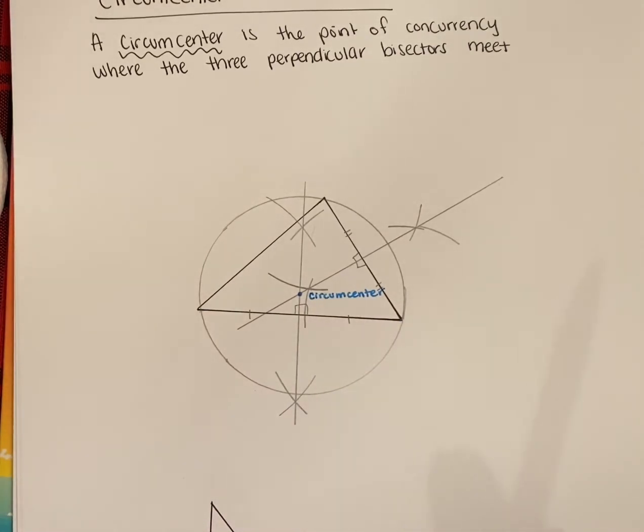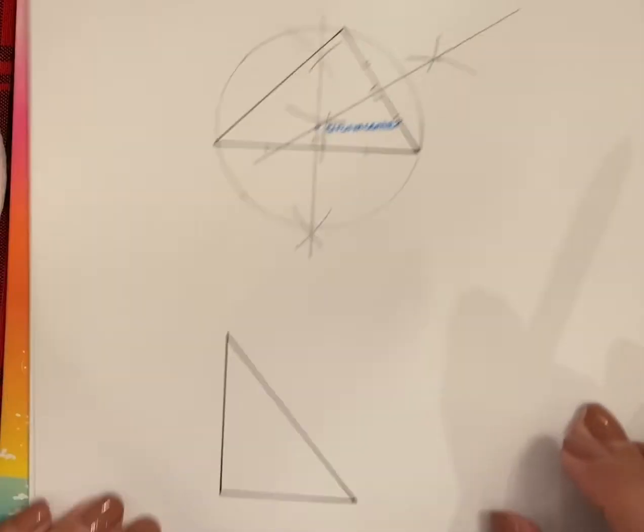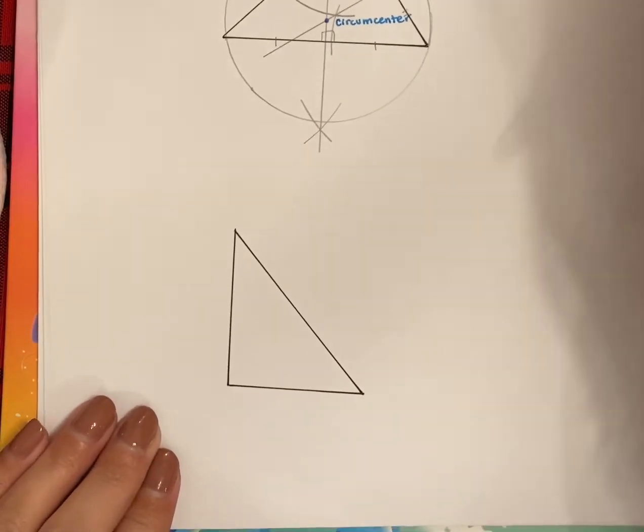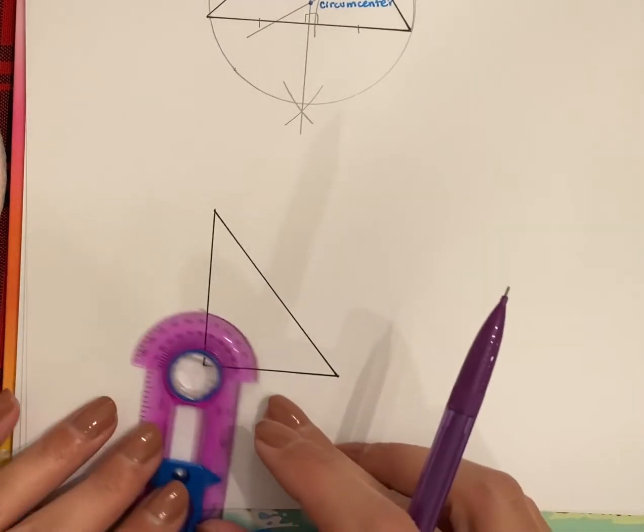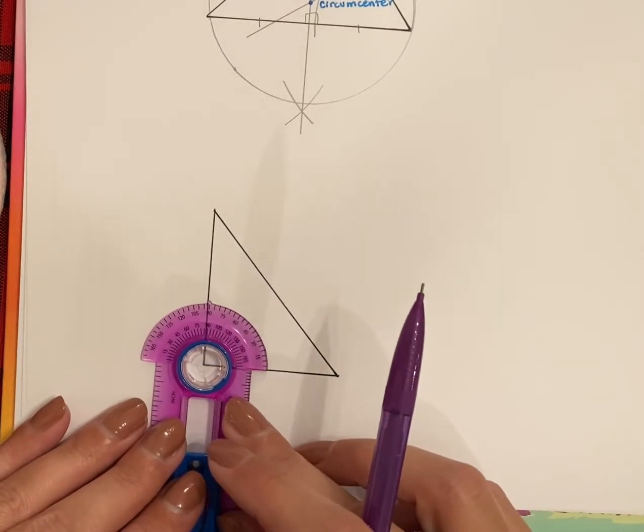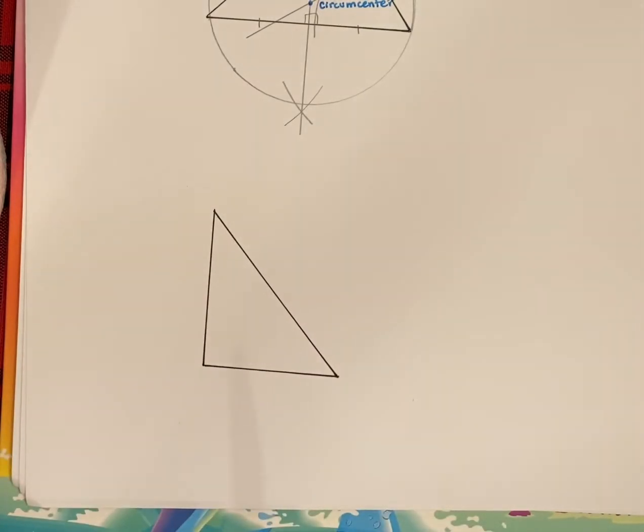I want you to pause the video if you need to, and you are going to try your best. Use a protractor if you need to make a right triangle. I think mine is slightly off because I drew this from scratch. It's pretty close though. So take a minute, draw a right triangle. I'm just going to get started. If you need to, pause your video.